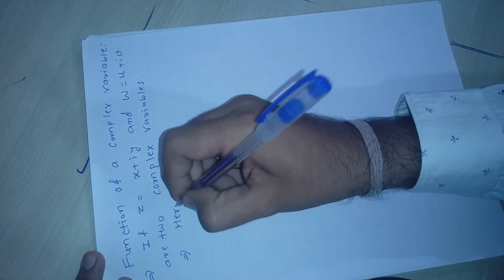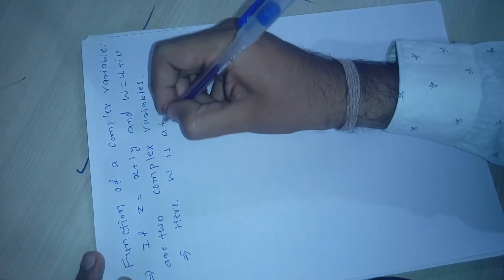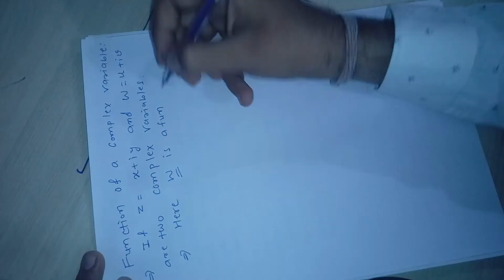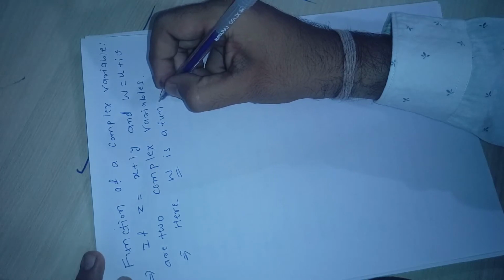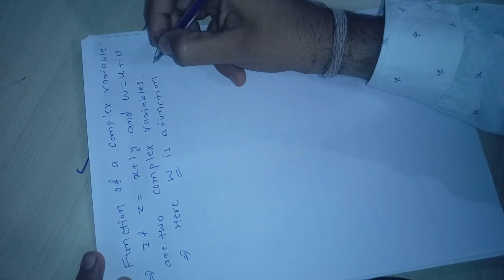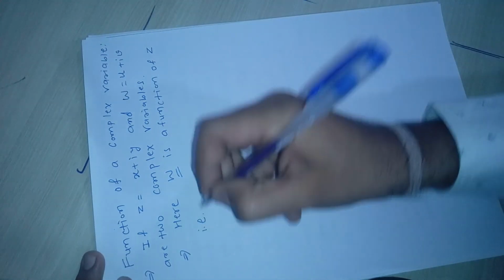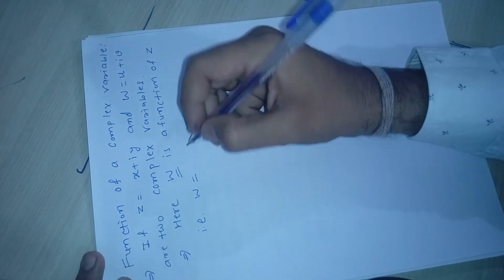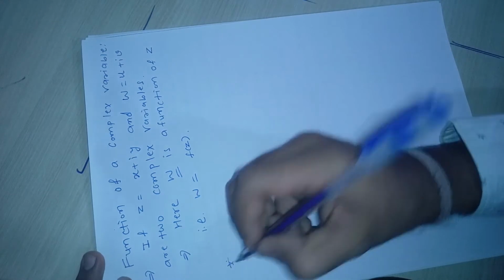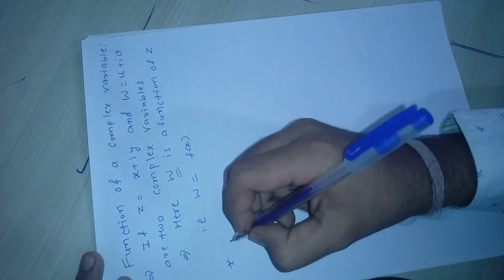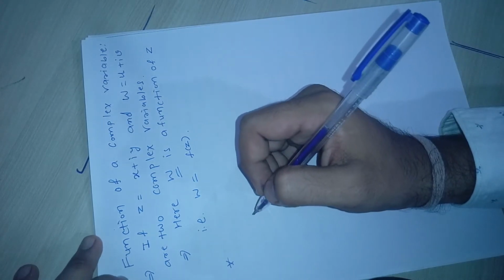Here w is a function of z, that is, w is equal to f of z. Now we see the definition. W is a single valued function.